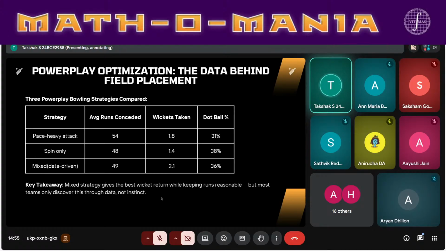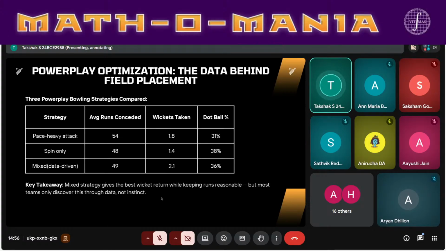Now let us look at three power play bowling strategies that have been compared across all data sets. The first strategy is the pace-heavy attack. This is the traditional approach. You bring on your two fastest bowlers, you bowl hard lengths, try to generate pace and bounce, and try to beat the batter through raw speed. It looks aggressive and it feels right, and the crowds love pace. But what does the data show here? Average runs conceded is 54, average wickets taken is 1.8, and the dot ball percentage is 31%.